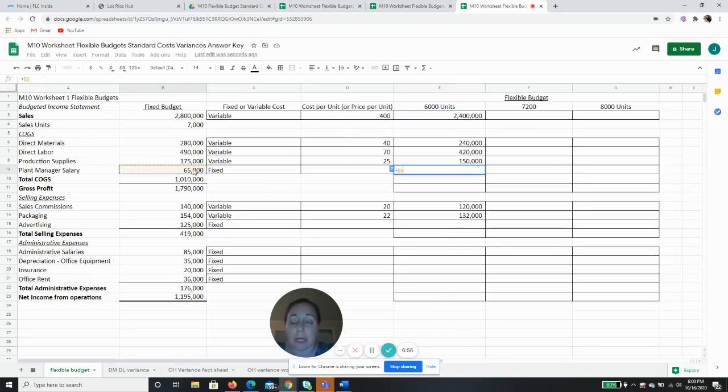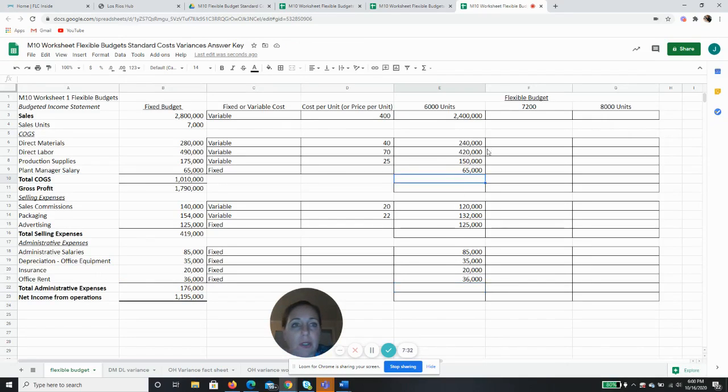No matter how many units I sell within my relevant range, my plant manager's salary won't change. So it's still 65,000. My advertising costs won't change, so they're still 125,000. My admin salaries are still 85,000. My depreciation is still 35,000. My insurance is still 20,000. And my office rent is still 36,000. All right, so now I've got my numbers and I can calculate my net income for 6,000 units.